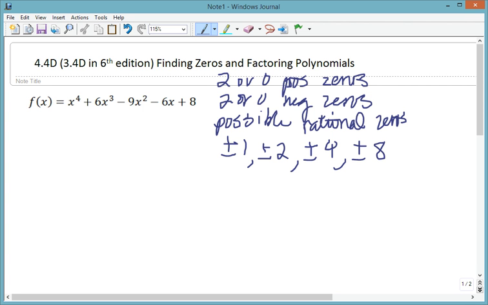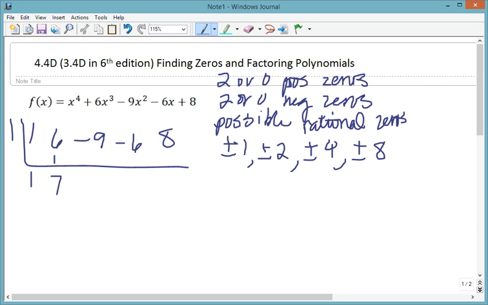We'll find out if we can use the upper bound or lower bound theorem. So let's just start with the positives and see what we find. 1, 6, negative 9, negative 6, 8. And we'll start with 1. 1 times 1 is 1, that'd be 7. 1 times 7, that'd be negative 2. Negative 2, that'd be negative 8. Negative 8, 0. Alright, so we found our first 0. So our first one is 1.